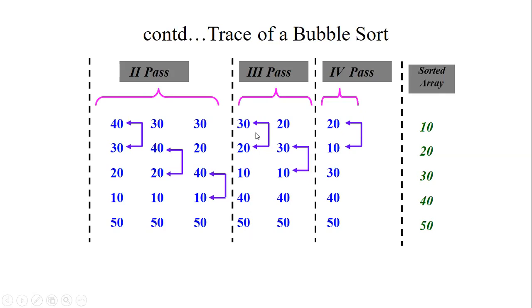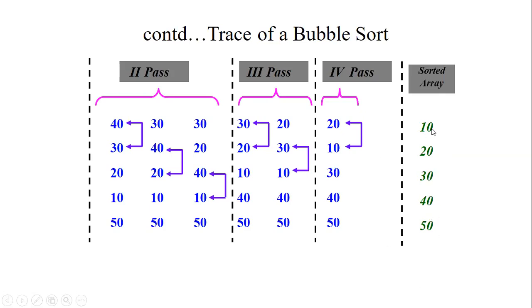Now the data is 30, 20, 10, 40, 50, and 30 and 20 are compared. Since 20 is less than 30, we get 20, 30, 10. Now 10 and 30 get exchanged, and we get 20, 10, 30, 40, 50. Like this, the comparisons will go on, and by the end of all the comparisons, we will get a sorted array: 10, 20, 30, 40, 50.